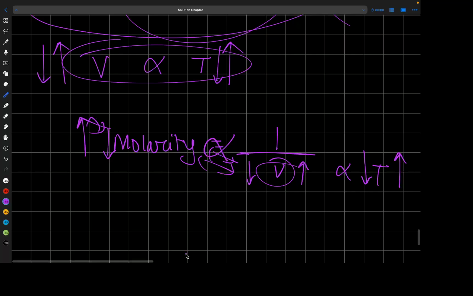Now from this point of time, whenever such questions come in physics, in physical chemistry, in inorganic chemistry, or anywhere, you have to use such a thing.